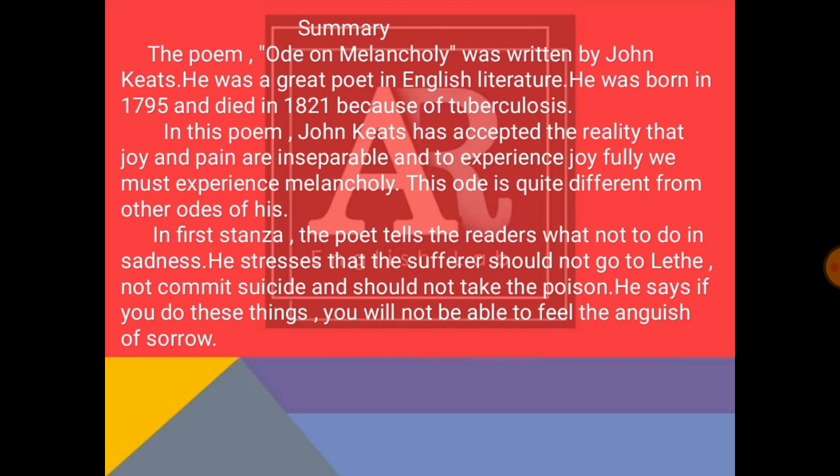In 4th stanza, the poet tells the readers what not to do in sadness. He stresses that the sufferer should not go to Lethe, not commit suicide, and should not take the poison. He says, if you do these things, you will not be able to feel the anguish of sorrow.